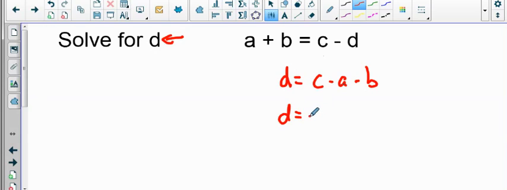Okay, so the negative A stays negative because it hasn't gone across the equation. The negative B stays negative, has not gone across the equation, and the C is still positive. So that's the way I would want it to look. All right, let's try another one.